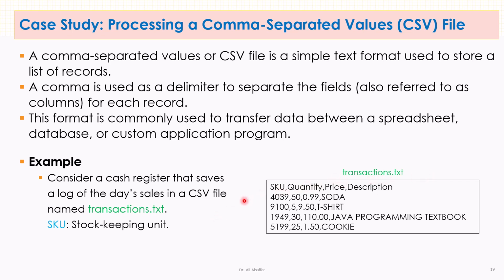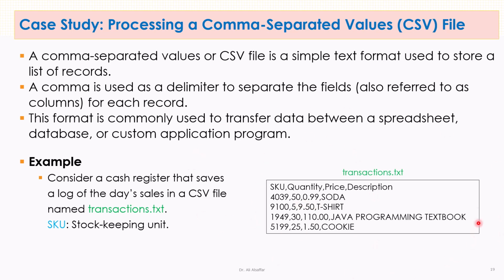In the second line, in fact, this is the first record of the data, the first transaction. So for the first transaction, the value of SKU is 4039, the quantity is 50, the price is 0.99, and this is for a soda item.